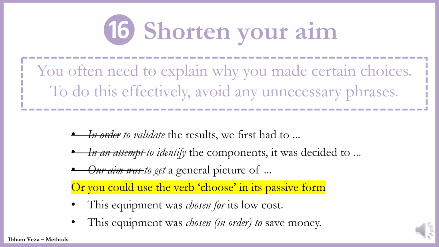16. Keep explanations brief and direct. When explaining why you chose certain methods or equipment, avoid wordy phrases and get straight to the point. Common mistakes: "In order to validate," "In an attempt to identify," "Our aim was to better approach." Use passive verbs like "was chosen" for simplicity. Example: "This equipment was chosen for its low cost," or "This equipment was chosen to save money." This keeps your writing short, clear, and more professional.